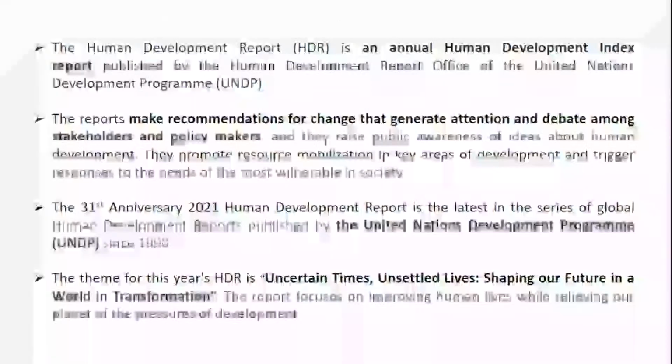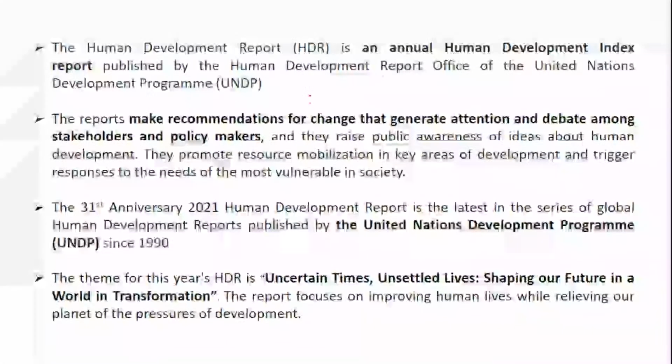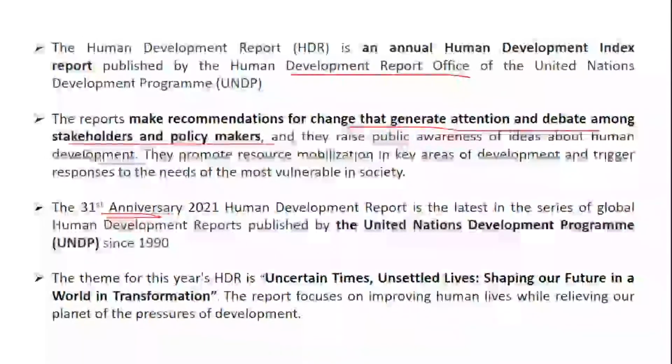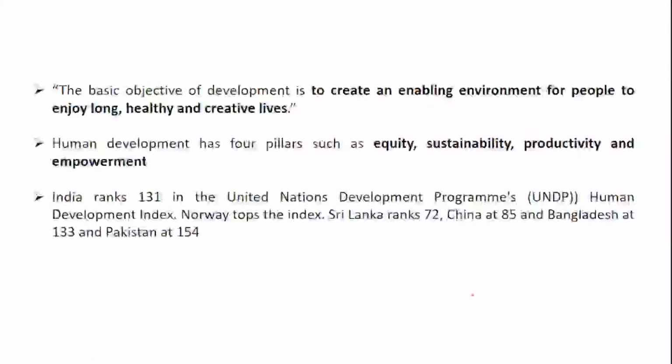done very well. Okay, talking about the Human Development Report Index, which is published by the Human Development Report Office. It draws the attention of the generation as well as the policy makers to awareness of human development. 2021 was the 31st anniversary. 2022 and 2023 I will be updating when I take MCQs, and the theme for 2021 was Uncertain Times, Unsettled Lives, shaping the future in a world of transformation. The basic objective is to create an enabling environment for people for a long and healthy life, equitability, sustainability and productivity, and India ranked 131. But as I said, 2022 data is not updated because I will frame questions on that for your MCQs. So you should be aware of the differences, the aims, the targets in 2021 and 2022.